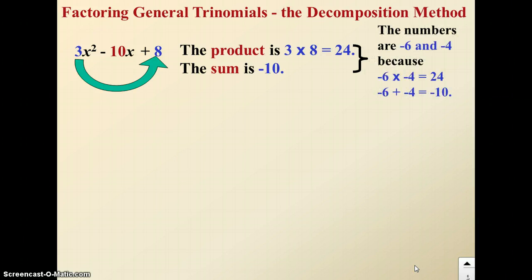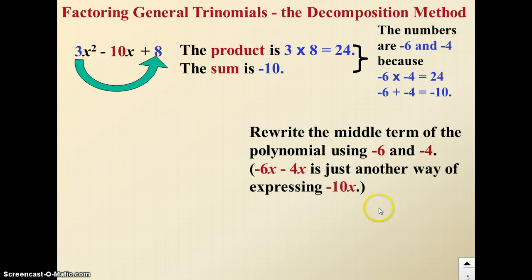So we're going to use these two numbers to decompose the middle term of this trinomial and make it into a four-term expression. So we're going to rewrite the middle term as negative 6x minus 4x instead of minus 10x. They're the same value, it's just another way of expressing it. So 3x squared minus 10x plus 8 becomes 3x squared minus 6x minus 4x plus 8. Again, negative 6x minus 4x is the same value as negative 10x, it just looks a little different.